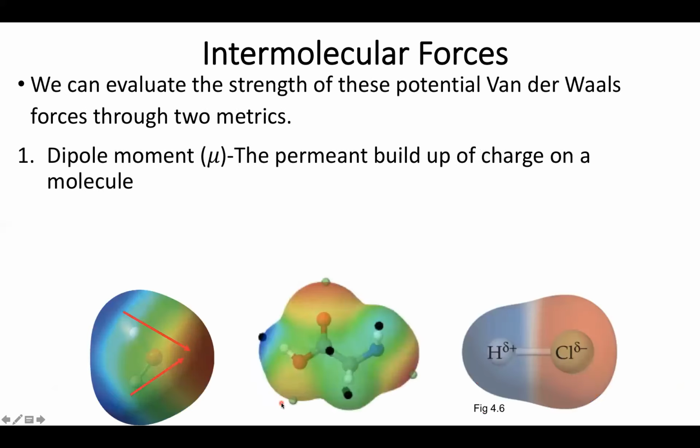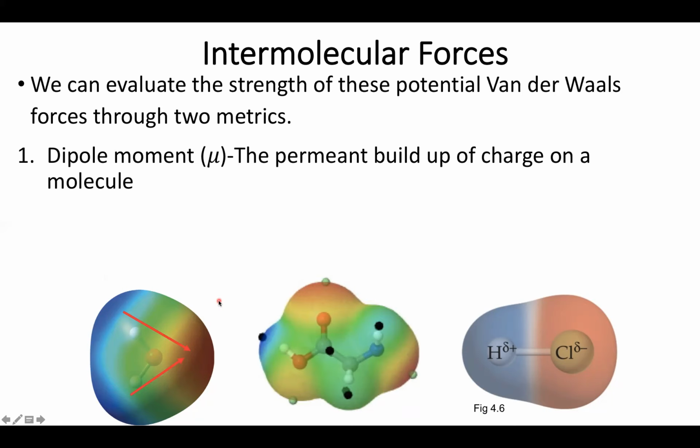So in order to evaluate the strength of all of these potential van der Waals forces, we're going to need to use two key metrics. The first of which is fairly straightforward. We've seen it before, but it's been a while. And this is the dipole moment. When we're talking about the polarity of a molecule, this is what we're talking about. This is the idea that one side of the molecule will be more negative and one side will be more positive. So if I'm looking at something like water, I have positive charge up on the hydrogen atoms and negative charge over by the oxygen atoms.